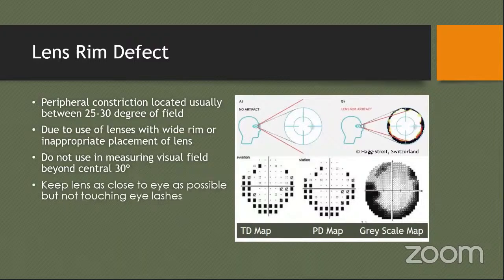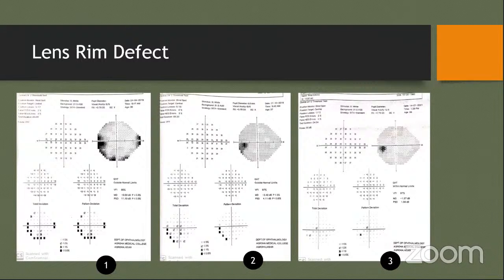Here I just give an example: in fields 1 and 2, there is a rim defect, which was repeating in the fields and making the technician sensitive that there is a lens defect, a rim defect, coming. So this was gone in the successive fields.